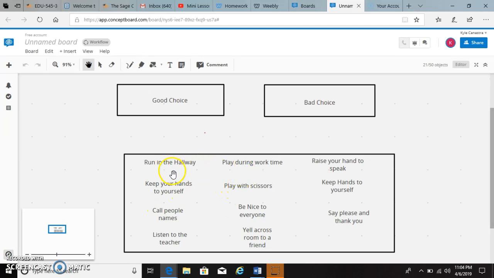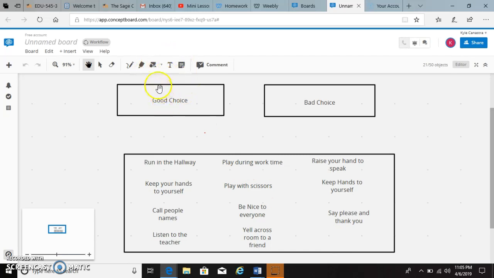So first we have running in the hallway, keeping your hands to yourself, calling people names, listening to the teacher, playing during work time, playing with scissors, be nice to everyone, yell across the room to a friend, raise your hand to speak, keep your hands to yourself, and saying please and thank you. Now these are just a few examples, but let's go over them.